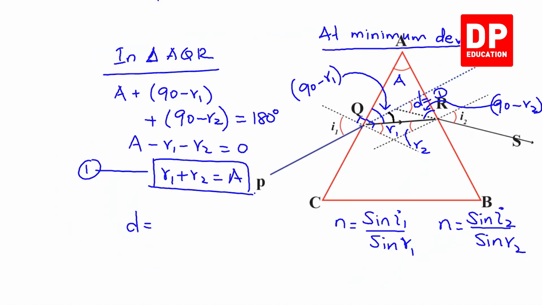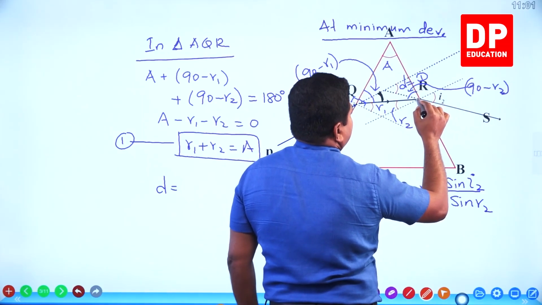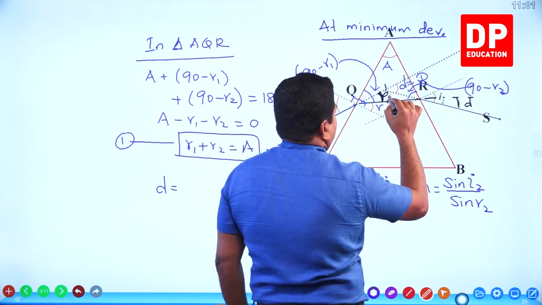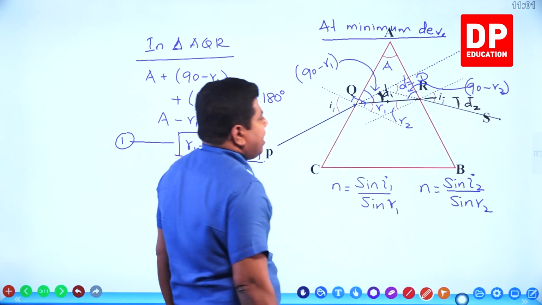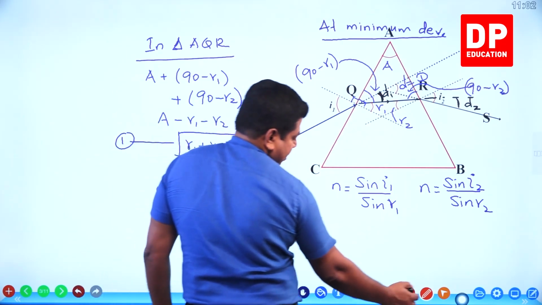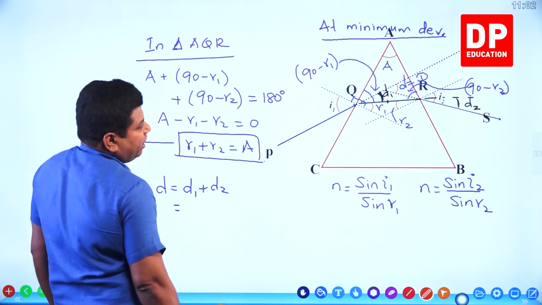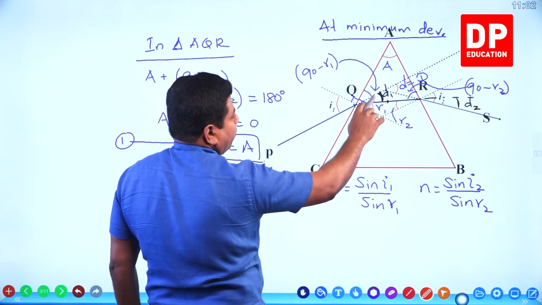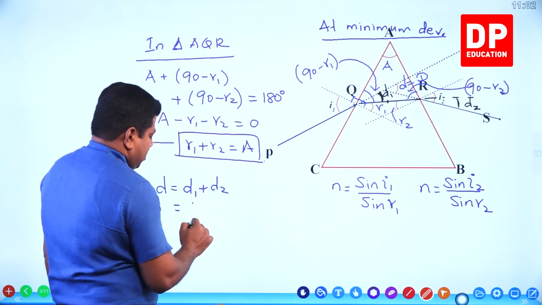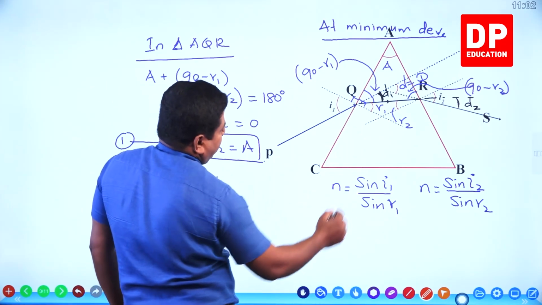Here, this is the first deviation. And then here, if I extend this line, this will be the second deviation. D1, D2. If I add both deviations, that must be the total deviation we are getting. So let me write D equals D1 plus D2. Deviation at the first point, deviation at the second point. At the first point, this total angle is I1, of that R1 is here, so D1 has to be I1 minus R1. At the second point, it has to be I2 minus R2.